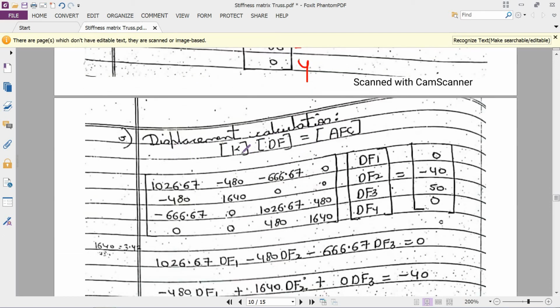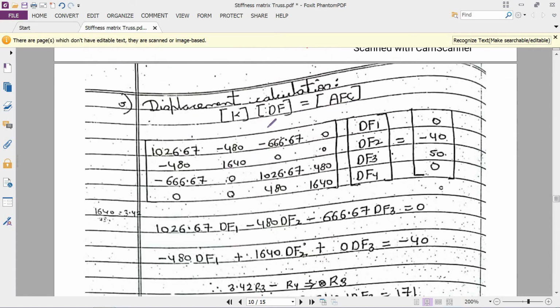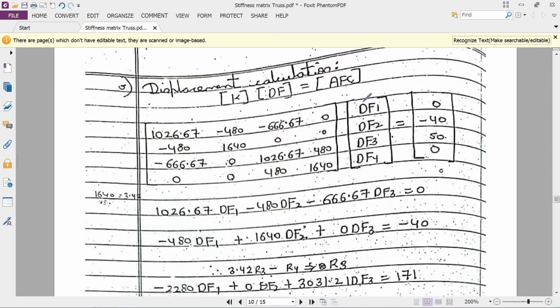The formula will be K into dF is equal to AFC. So we have the value of K, we have the value of dF, and we have already calculated the value of AFC. So we have to put all these values. Now we have to solve these simultaneous equations.